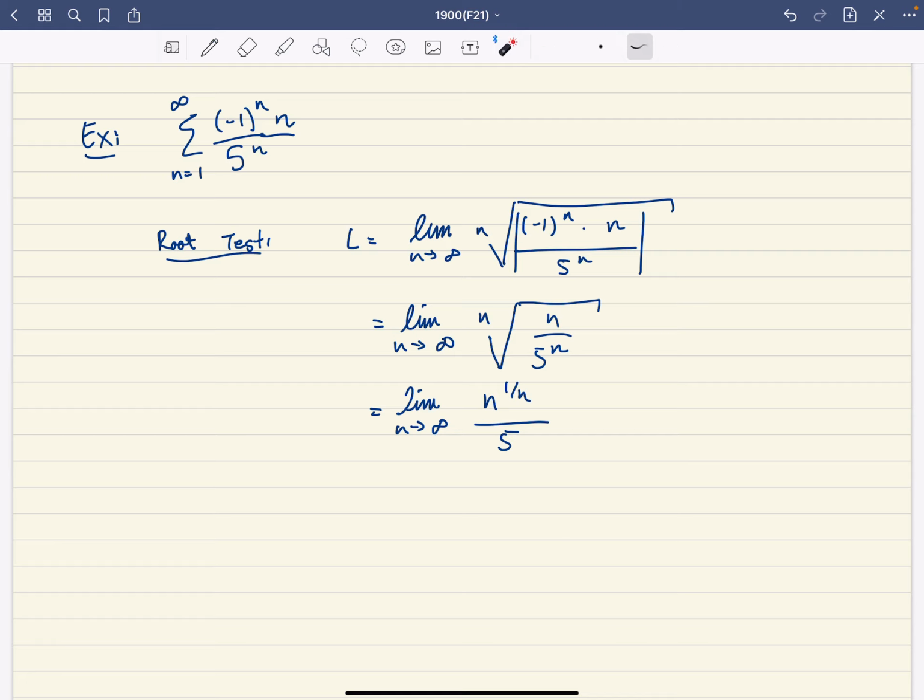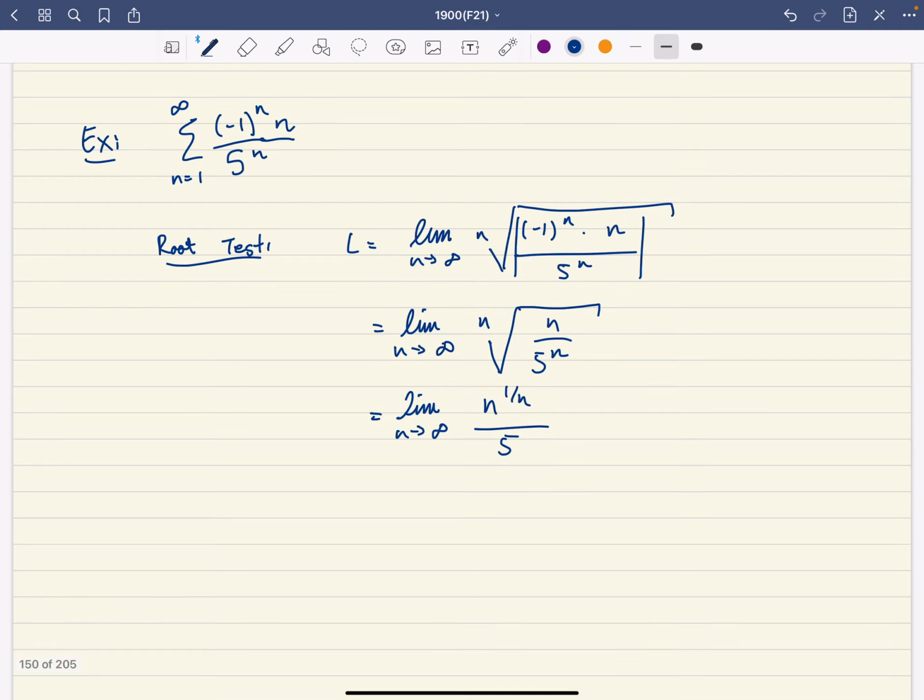We proved in class that if you take n^(1/n), this is technically an indeterminate form. We have to call this limit L or something, and then apply L'Hopital's rule. So we take a log, apply L'Hopital's rule, and so on. But it turned out that this limit is 1. So just remember that we proved in class that the limit of n^(1/n) as n goes to infinity is 1. This is a fact that's going to be very useful for us. So when we do the root test, that limit is 1/5.